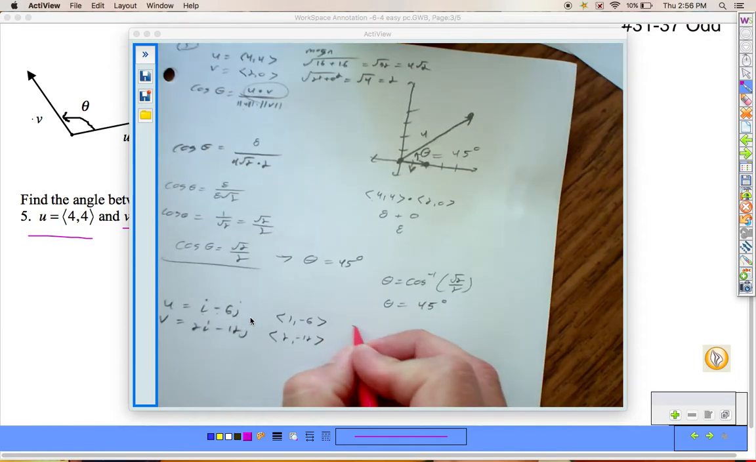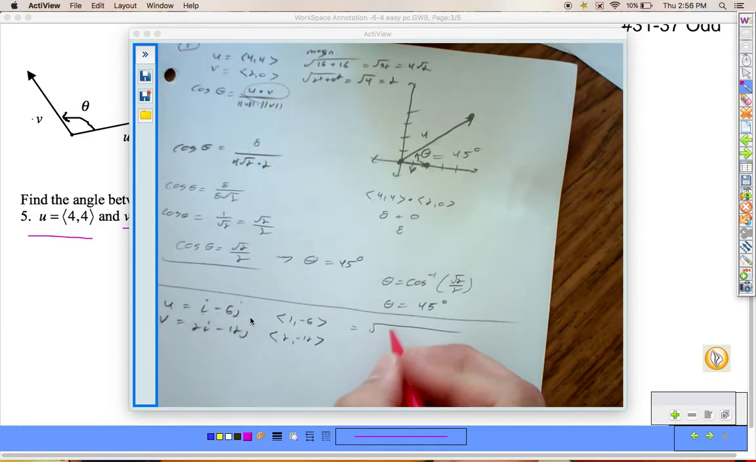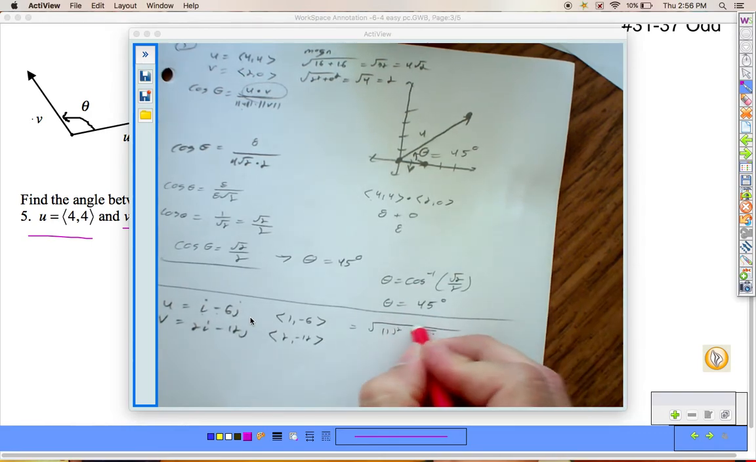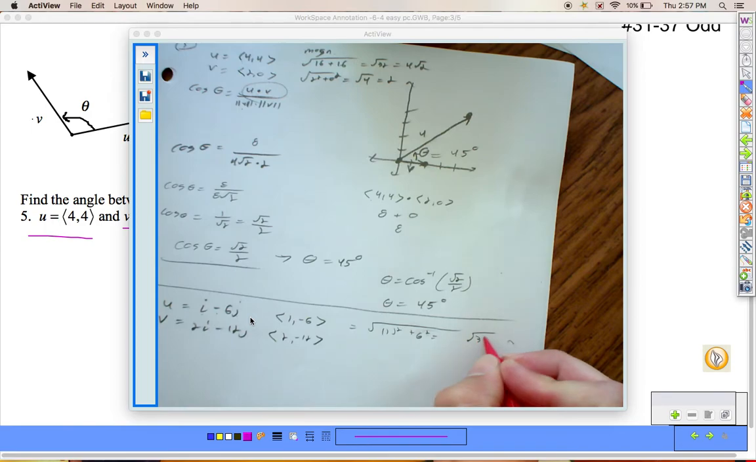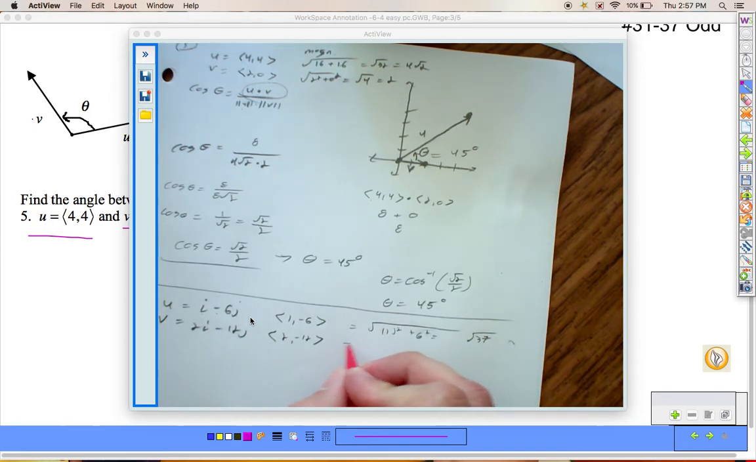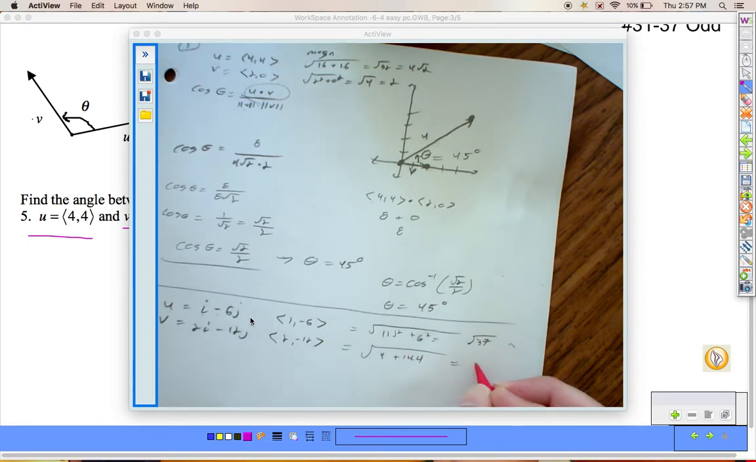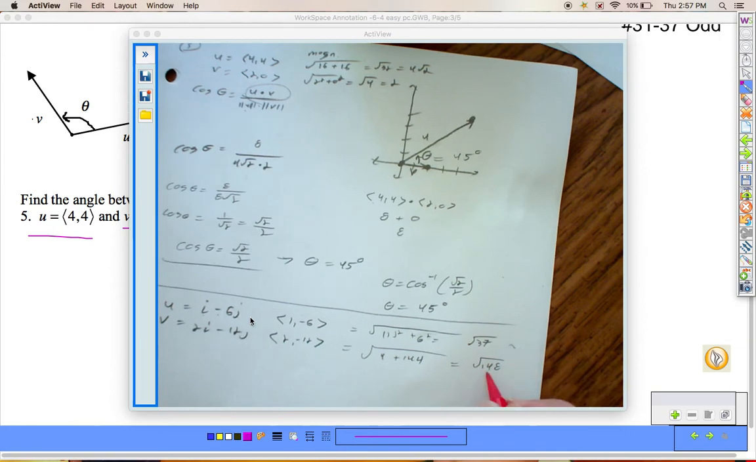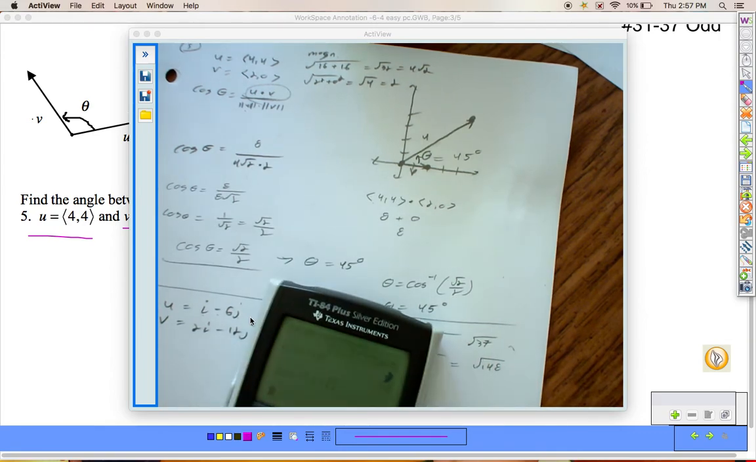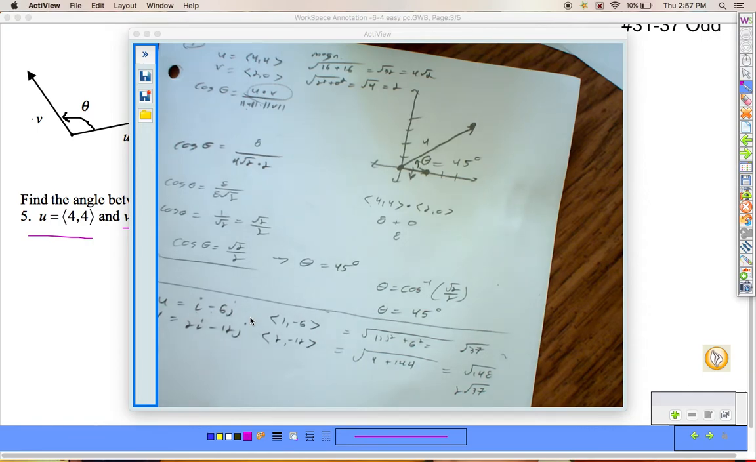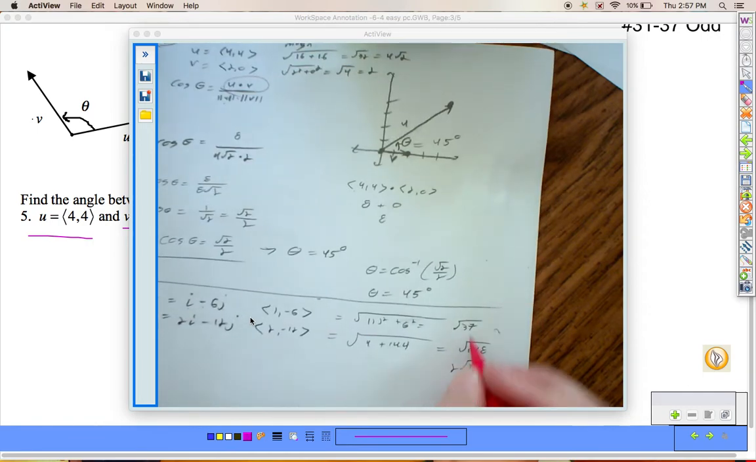All right, so my magnitude of u is going to be the square root of 1 squared plus 6 squared, 1 plus 36, square root of 37. The magnitude on the bottom is going to be 4 plus 144, which is going to be square root of 148, which, 148 divided by 4, there we go, 2 square roots of 37, doing a little factor tree. All right, so these are my two magnitudes.